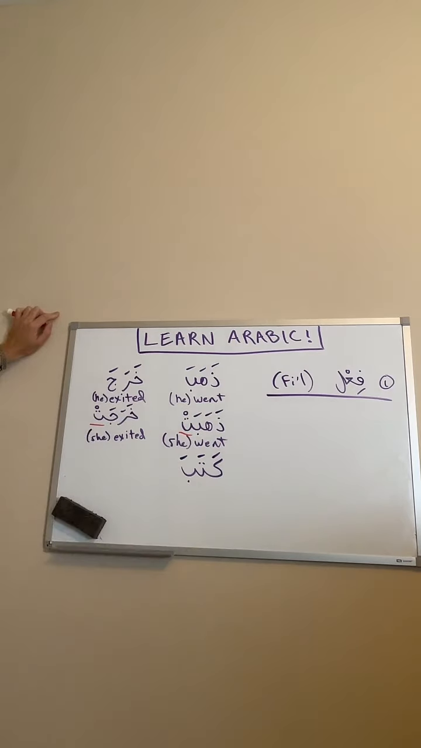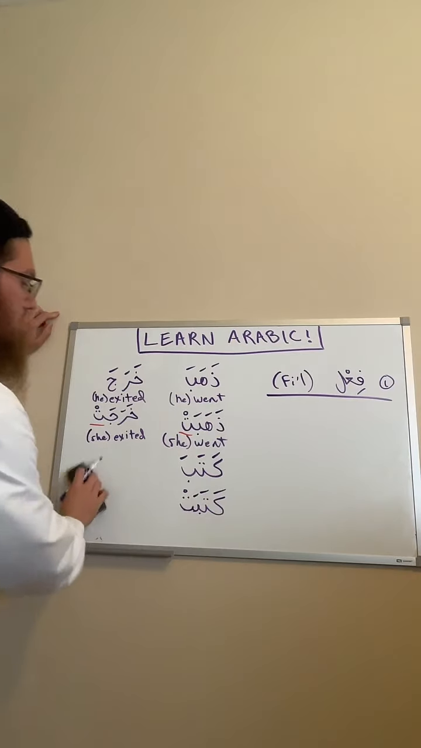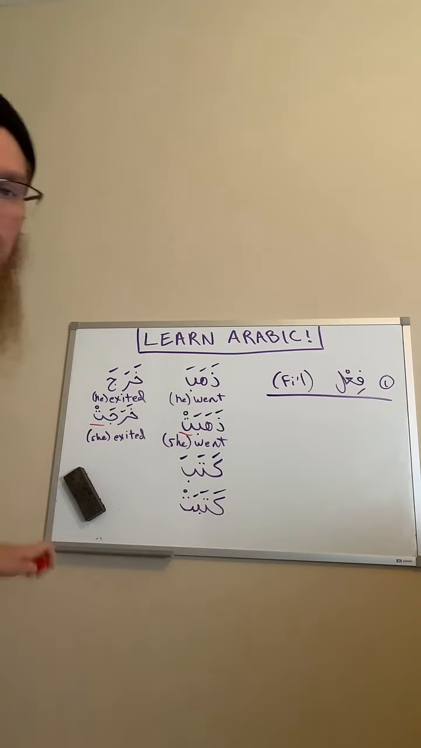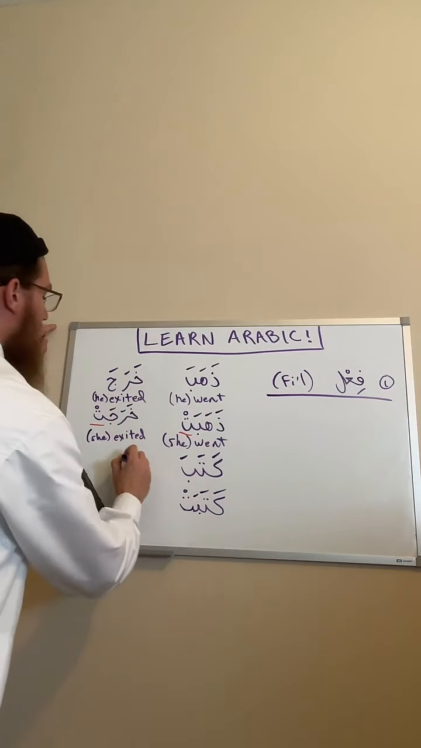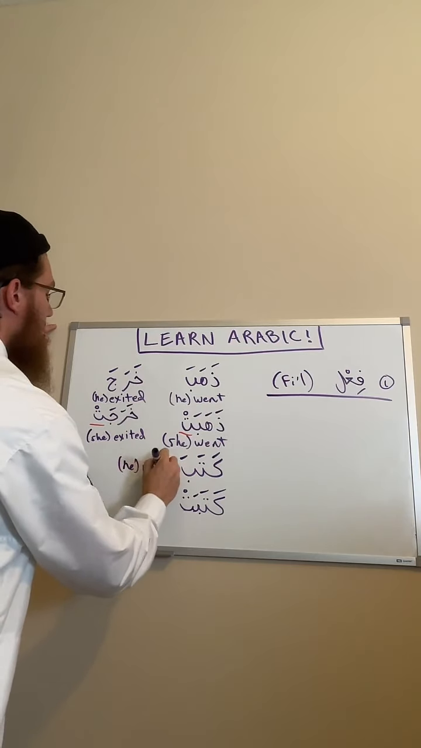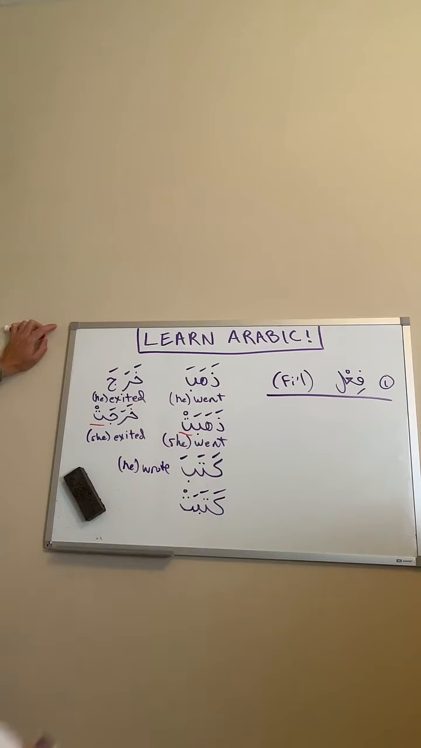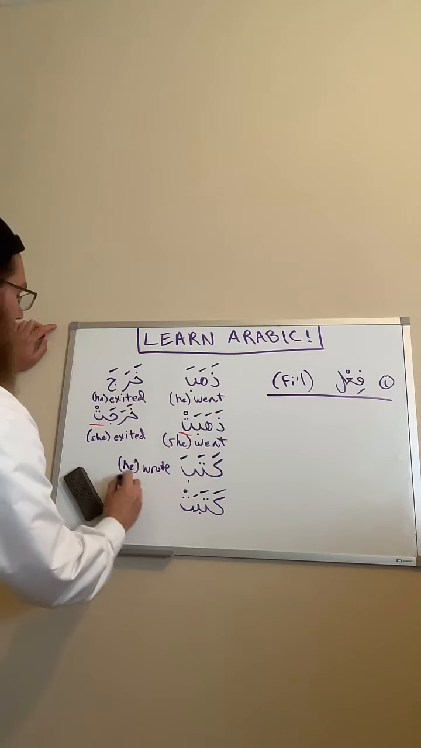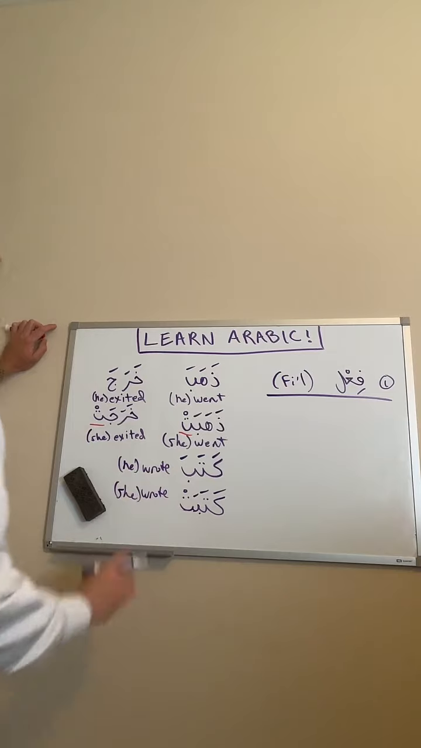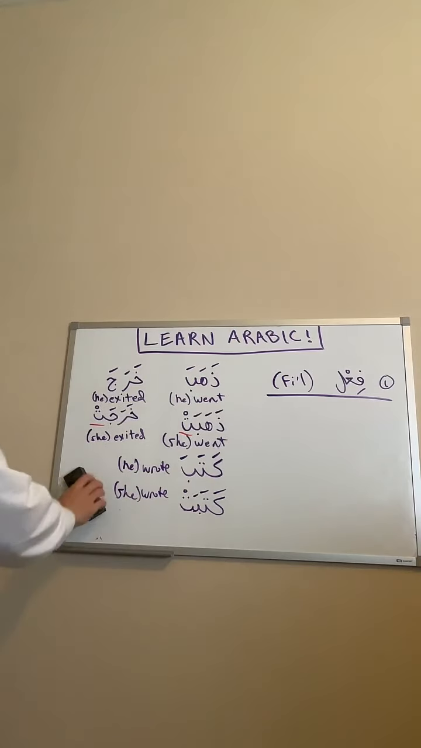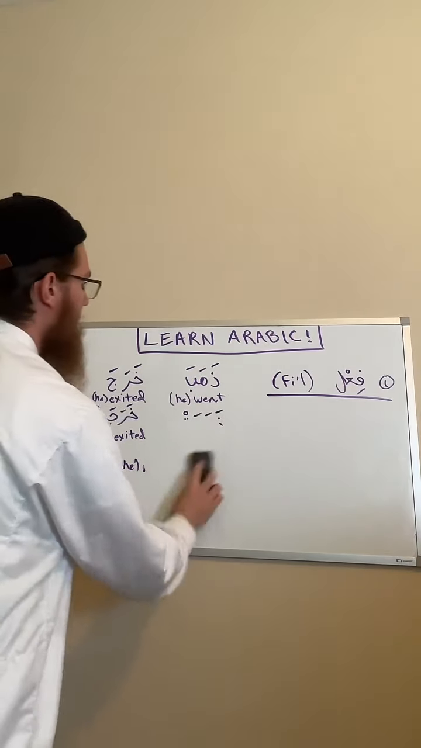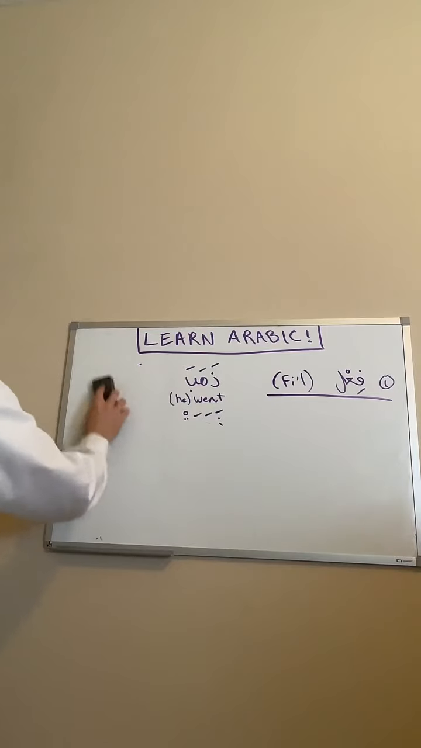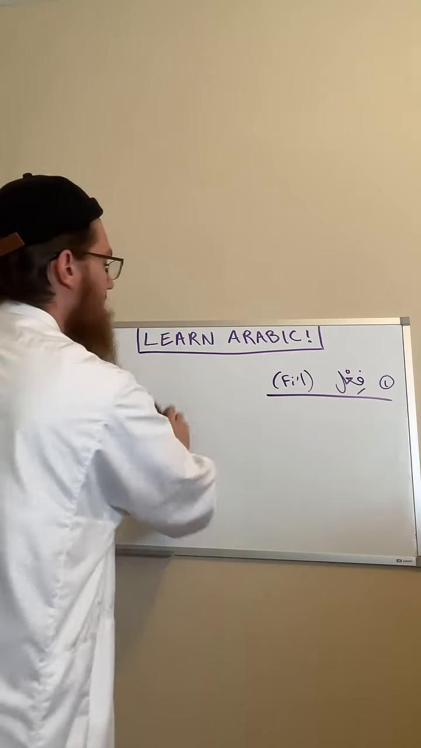Who can define this for me? What does this mean? This means, very good, he wrote. Kataba means he wrote. If we add the ta, it turns into she wrote. Okay, so this is the fi'l, and these are some examples of the fi'l, and we get a little taste of how we make something that is masculine, feminine.